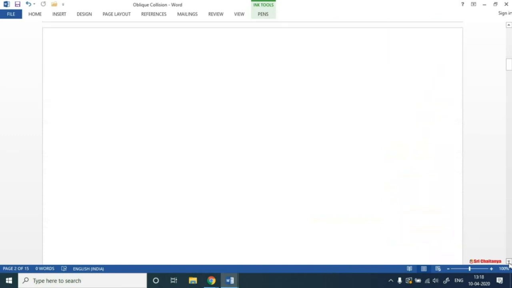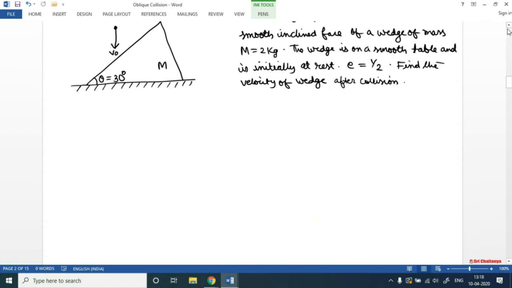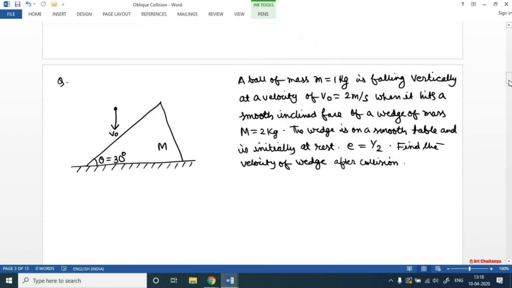And now let's look into one other problem of oblique collision. This is a very regular problem. The problem description is: a ball of mass m = 1 kg is falling vertically with a speed of v naught = 2 meter per second, when it hits a smooth inclined face of a wedge of mass capital M = 2 kg.